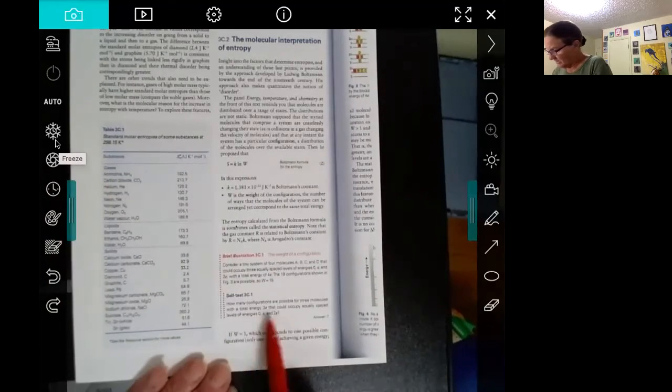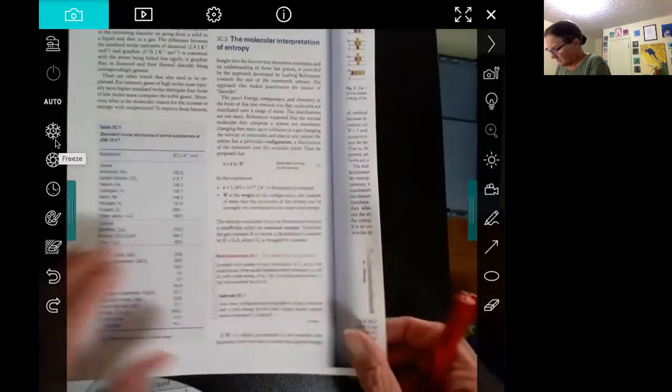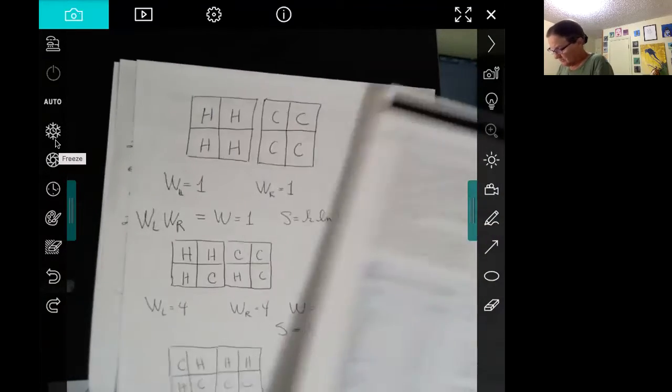So how many configurations are possible for 3 molecules with a total energy 3 epsilon that could occupy equally spaced levels of energy 0 epsilon and 2 epsilon? So let's just do this one.